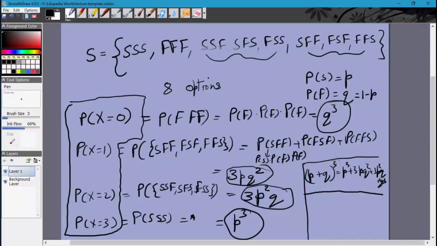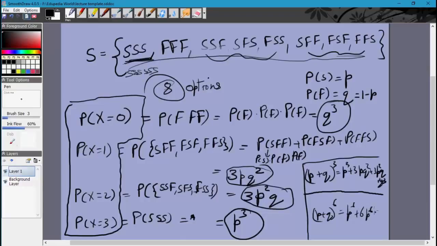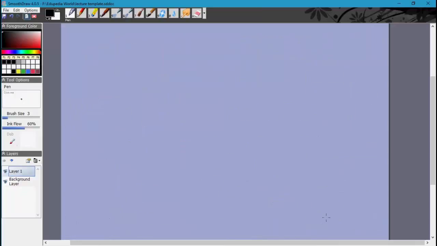Now what would have happened if we had 6 trials instead of 3? So instead of SSS we would have SSSSSS, and obviously we would have a greater number of events, not only 8 but a much greater number. Then we would have had (p + q) to the power 6, and we know what that is: p to the power 6 plus 6 p to the power 5 q plus dot dot dot. We already know the binomial expansion. So this would be the probability we had 6 successes, this would be the probability we had 5 successes, and so on.